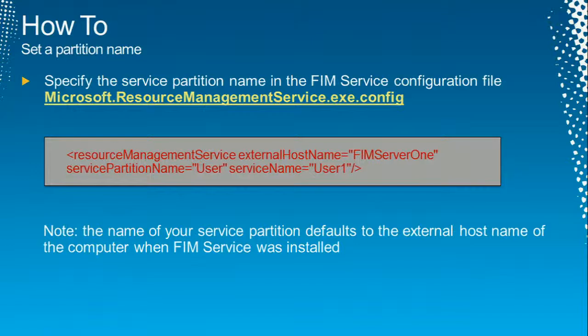Right. We've documented all of these XML attributes on MSDN, so we'll have more information on which ones you can set, which ones you should only set if CSS asks you to, and which ones you should never set. Great. And as we mentioned, one of the things that you should note is if you do not set it, the partition name defaults to the host name that you initially set the FIM service on.